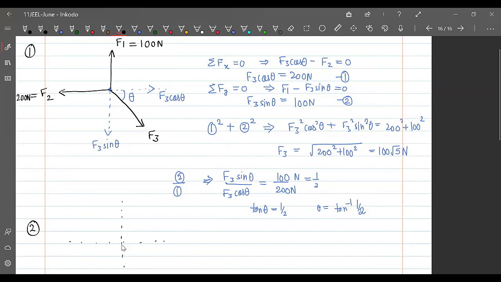So let us say two forces F1, F2. F1 is given as 10 root 3 Newton. And F2 is the one which is not known. And there is a third force F3. Value of F3 is 20 Newton. So we have to find out what angle F3 makes with the horizontal. And you have to also find F2.